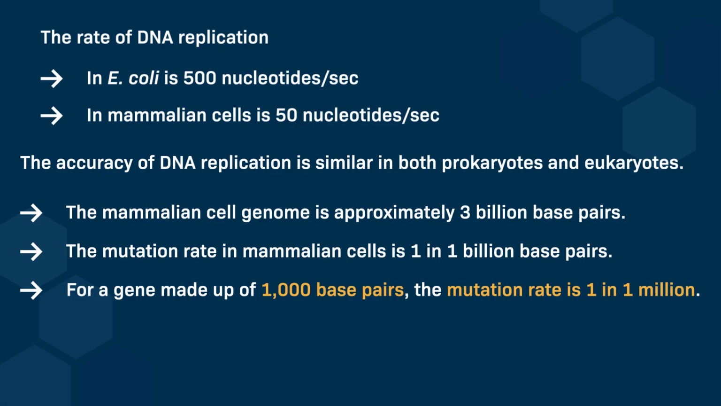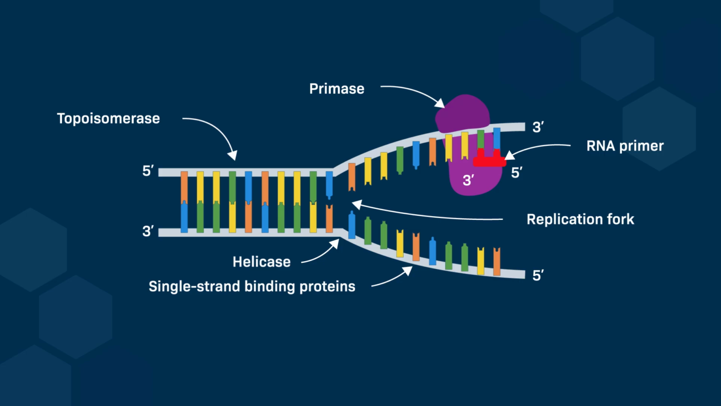This high level of accuracy ensures that genetic information is reliably transmitted with minimal errors, which maintains the integrity of the genome across generations. Now let's discuss the mechanism of DNA synthesis. DNA synthesis cannot occur without a primer, a short oligonucleotide that recruits DNA polymerase to the DNA template. The primer anneals with the template strand, and its orientation determines the direction of DNA synthesis.